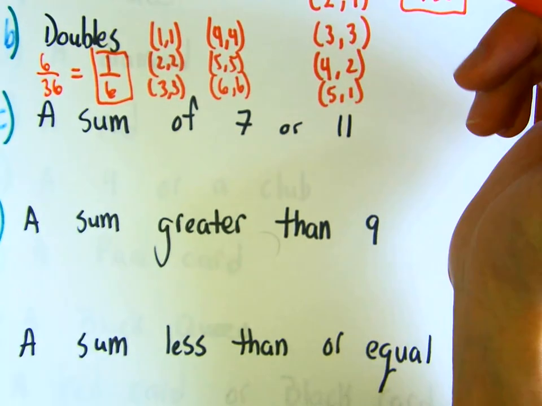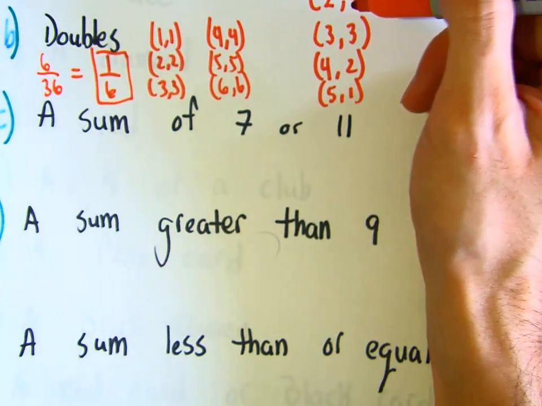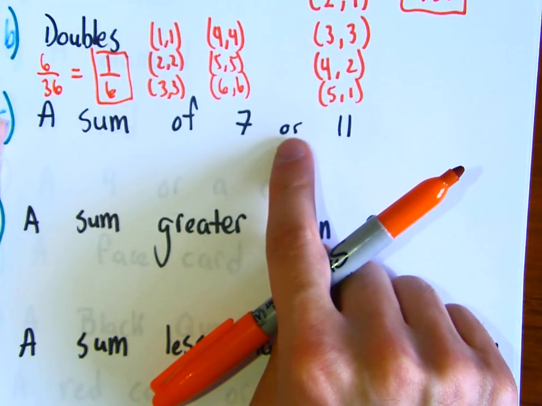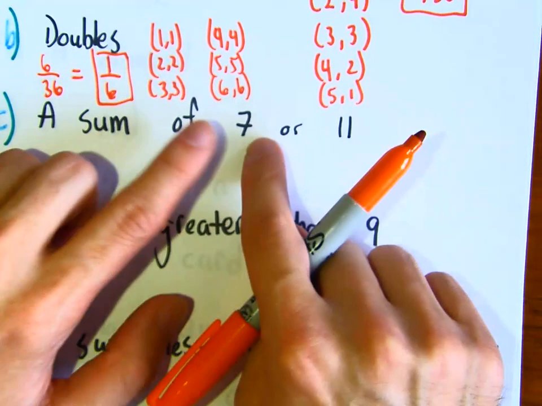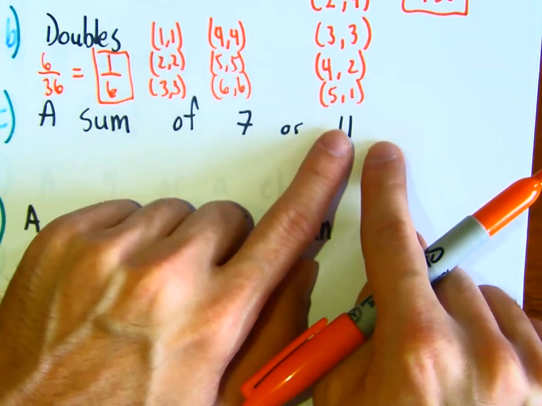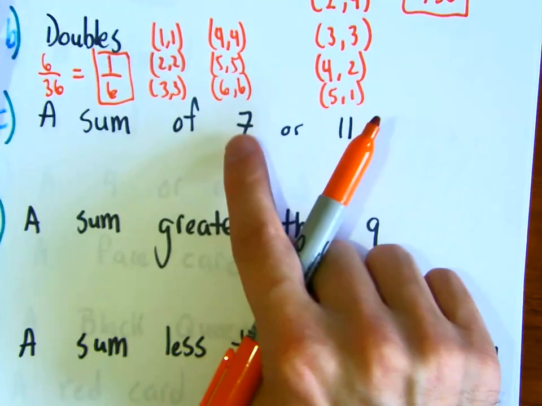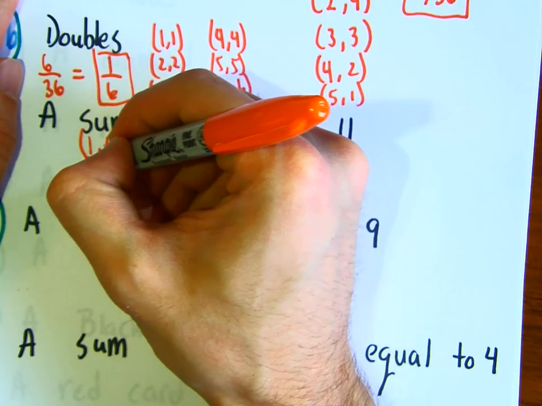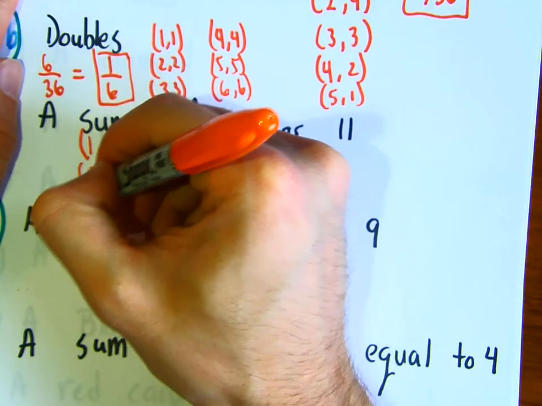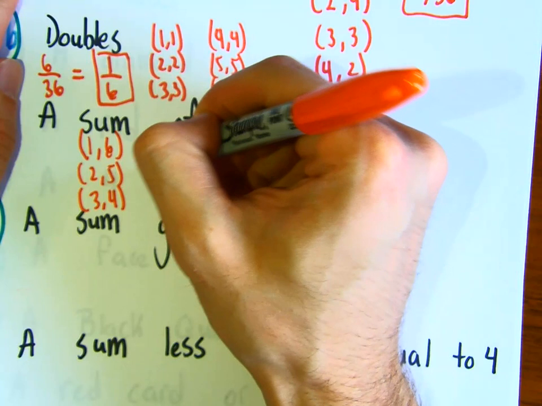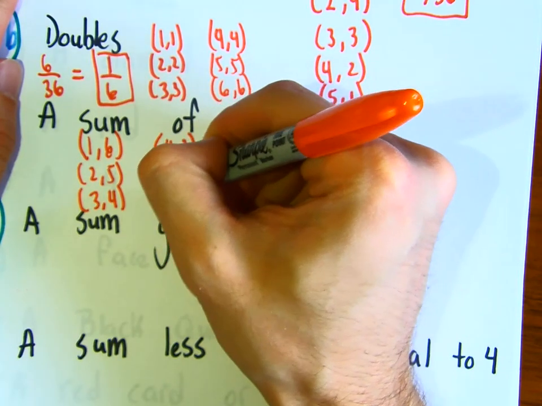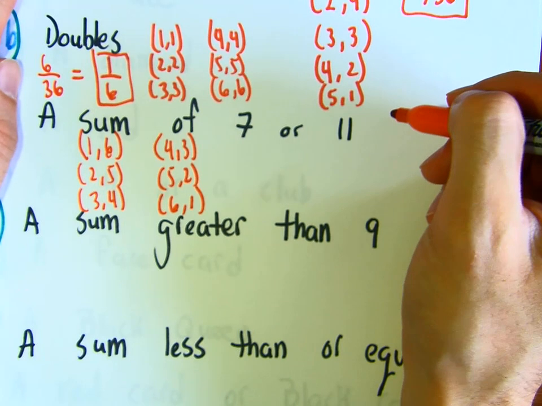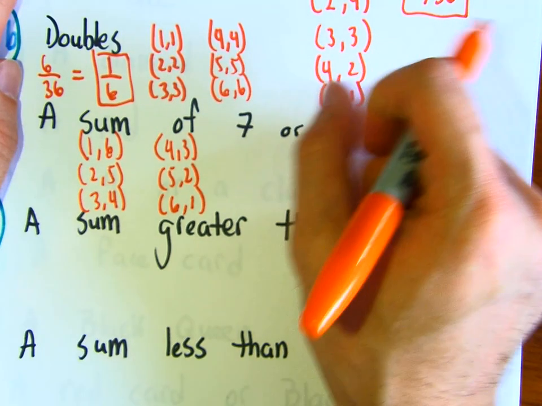Right? A sum of 7 or 11. Okay, this is a nice one. Here, then keyword or, right? So if I get a 7, I'm okay. If I get 11, I'm okay. So let's see, how can we get a 7? I could do 1 and 6, 2 and 5, 3 and 4, 4 and 3, 5 and 2, and 6 and 1. Okay? These are all possible ways of getting a 7.